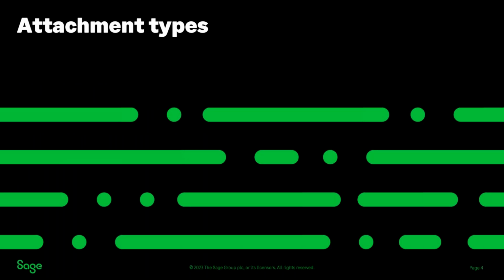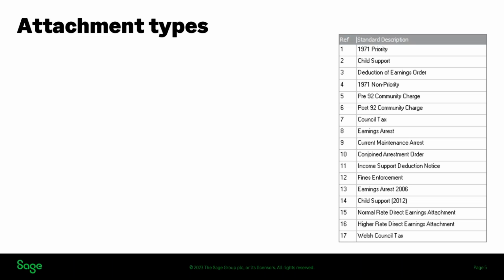So let's get things started by looking at the attachment types. Within Sage 50 Payroll, there are 17 different attachment types, and they all relate to different debt deduction orders that you might receive from a court or other issuing authority. What I've tried to do is group some of these together because they relate to 5 broad categories. You'll see these different references and descriptions in the settings later on in the demo.